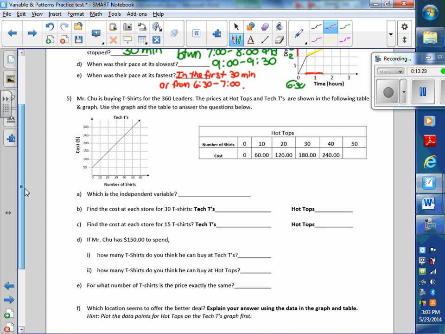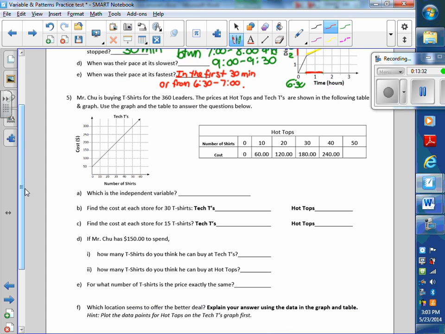So this next one, you should have said the independent variable is the number of shirts. Nope, it's whatever's on the x-axis here. The cost at each store for 30 t-shirts: if you look at 30 t-shirts, under Tech Tees you get 200. Do you guys agree? I agree. And Hot Tops, what do you get? 180. Good.